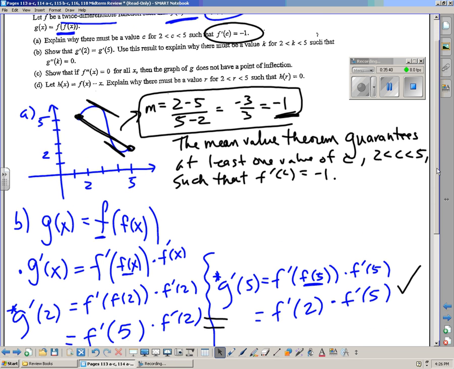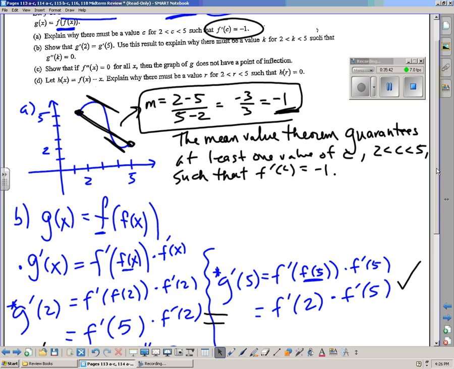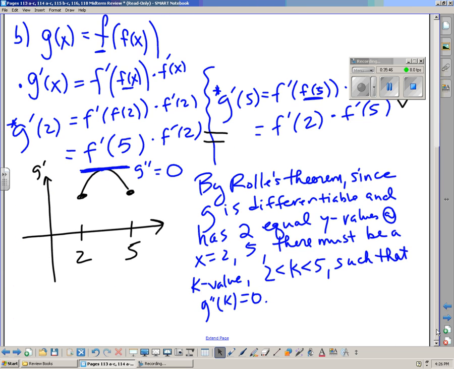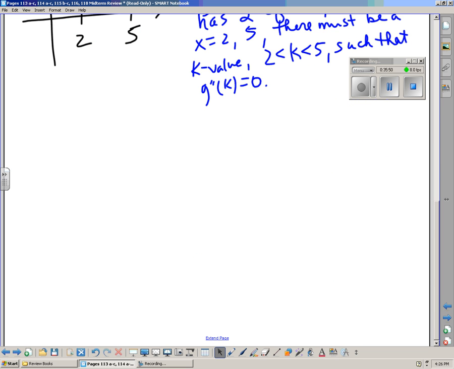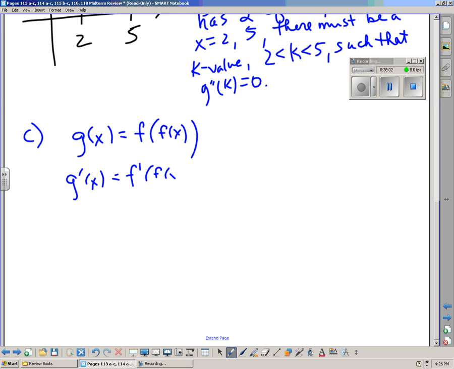So part C is asking us, if f double prime of x were to be equal to 0 for all x, then the graph of g does not have a point of inflection. So, part C. We knew g of x was f of f of x. We now know g prime of x was f prime of f of x times f prime of x.